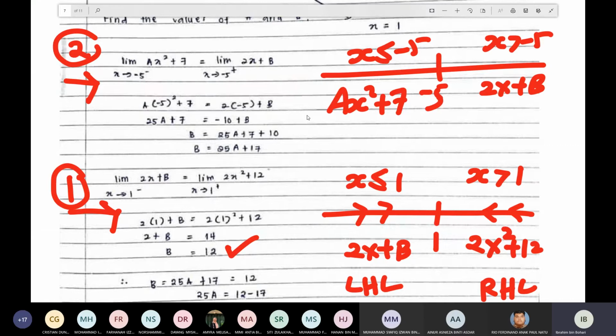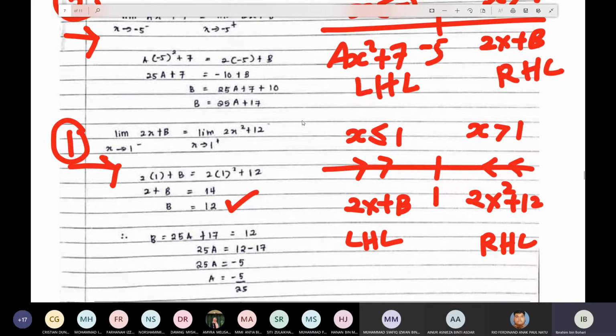And second, you find the value of a. The right hand limit here equals 2x plus b, and the left hand limit here equals ax squared plus 7. Substitute the value, and then the answer, the value of a equals negative 1 over 5. Right, this is the answer. Okay, check the answer. Settle question 6 and question 7.